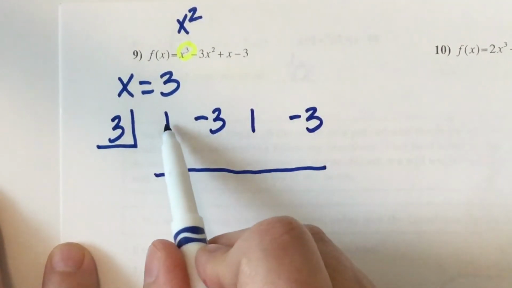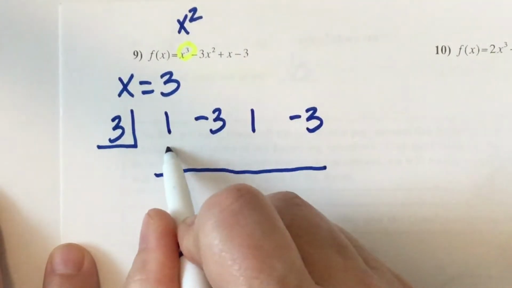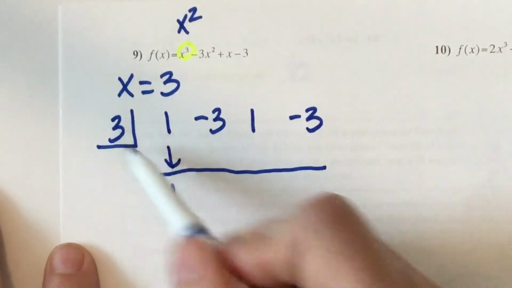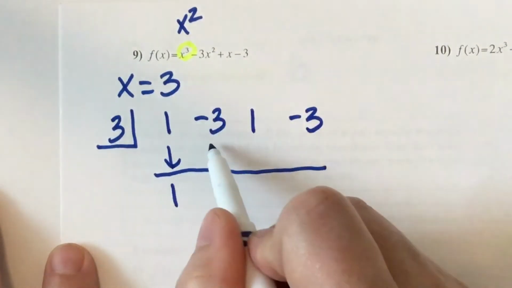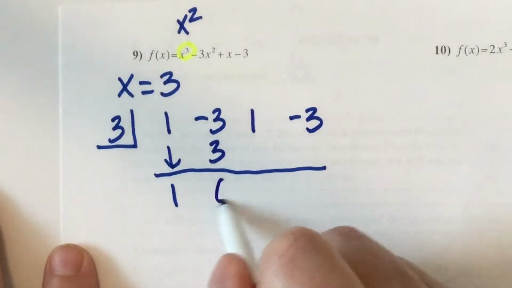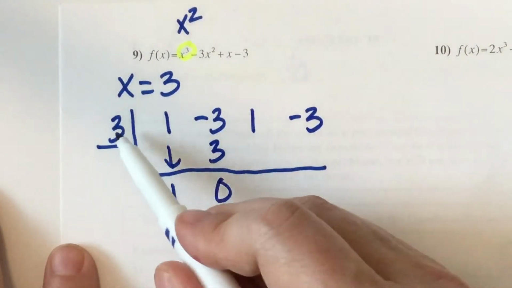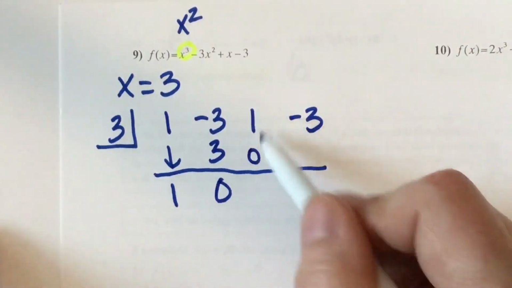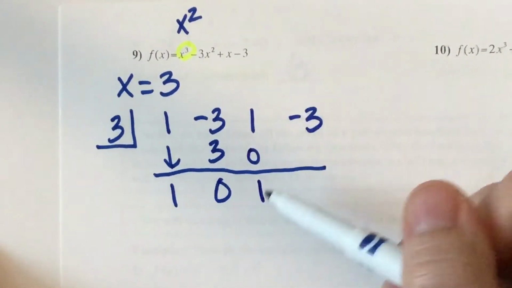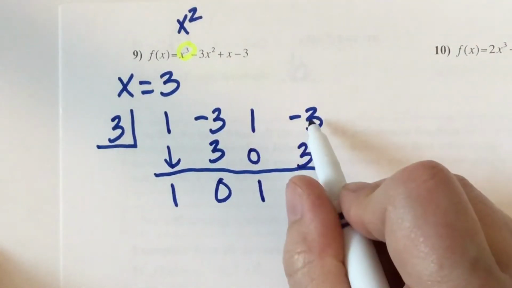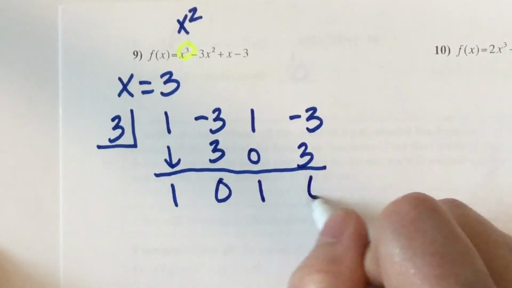And then remember, whatever this first number is, you bring it down. So bring down the first number. Multiply. So I multiply those. 1 times 3. And I add these. Negative 3 plus 3 is 0. Go back to multiplying. 3 times 0 is 0. I add these. 1 plus 0 is 1. Go back to multiplying. 3 times 1 is 3. Go back to adding. Negative 3 plus 3 is 0.